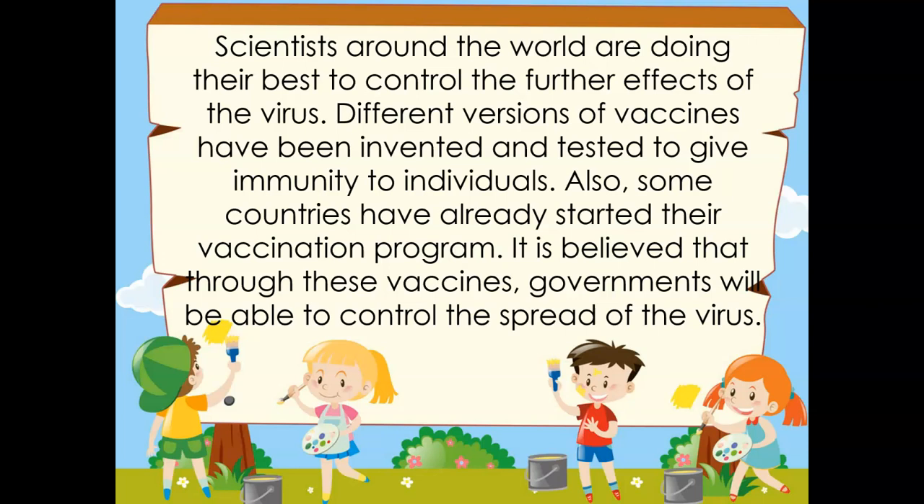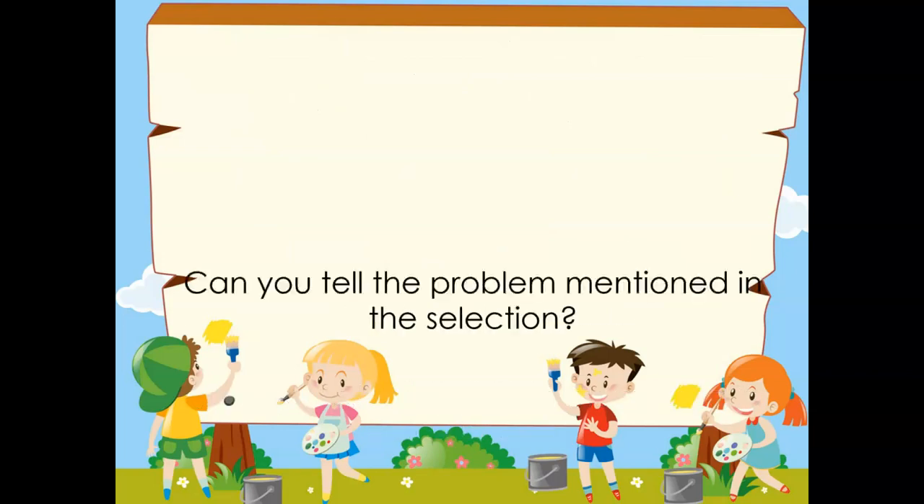Scientists around the world are doing their best to control the further effects of the virus. Different versions of vaccines have been invented and tested to give immunity to individuals. Also, some countries have already started their vaccination program. It is believed that through these vaccines, government will be able to control the spread of the virus.